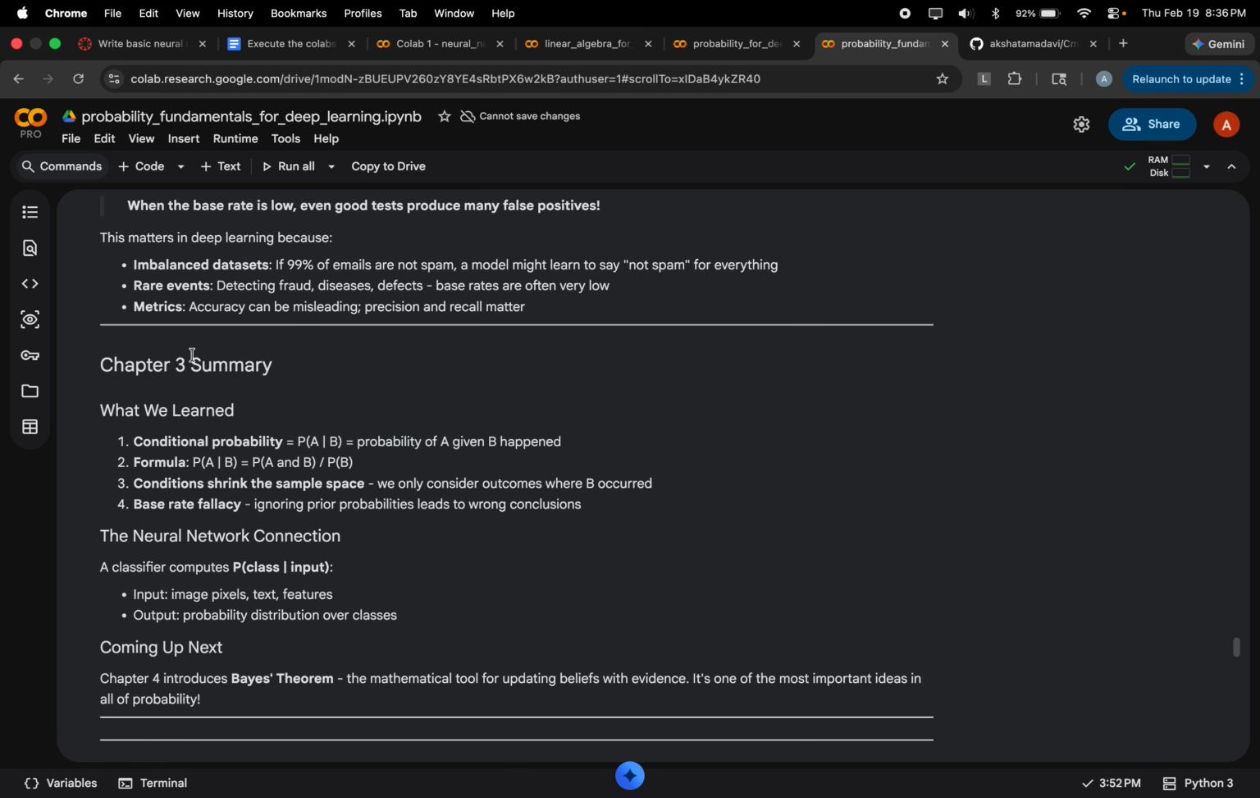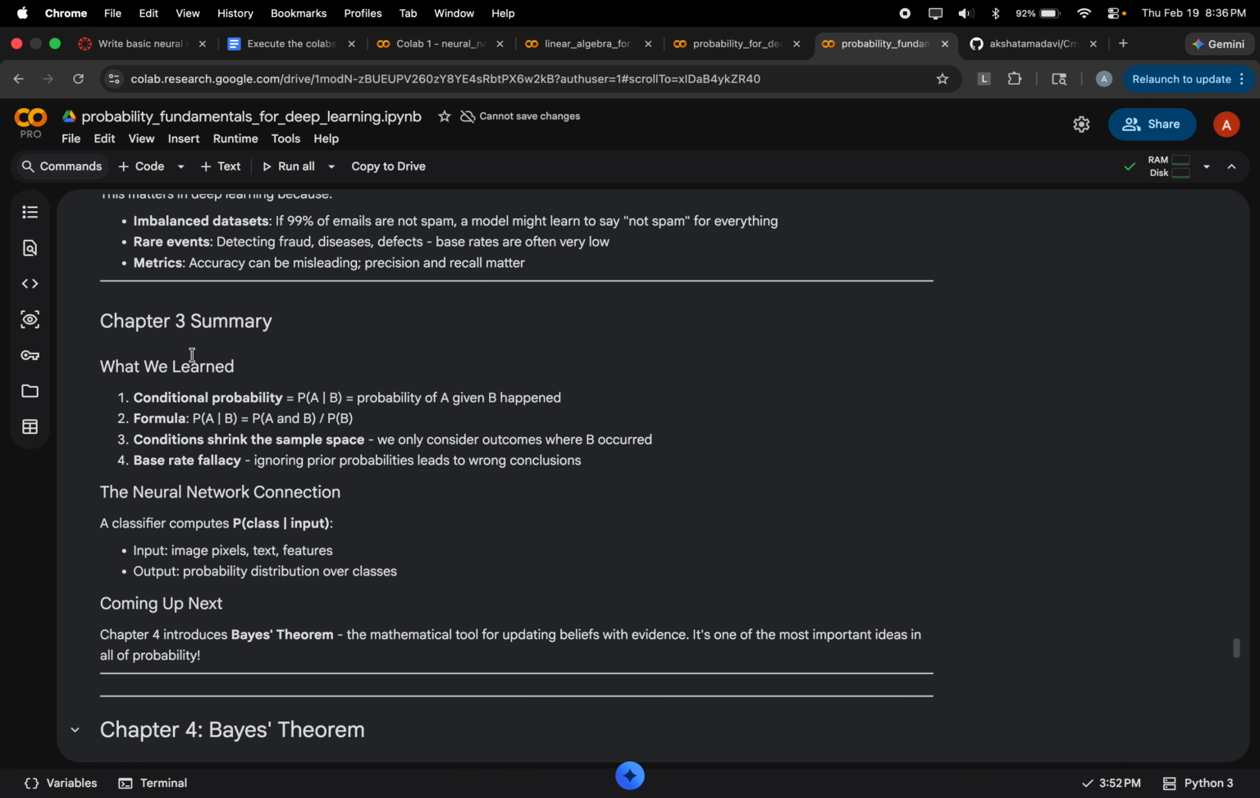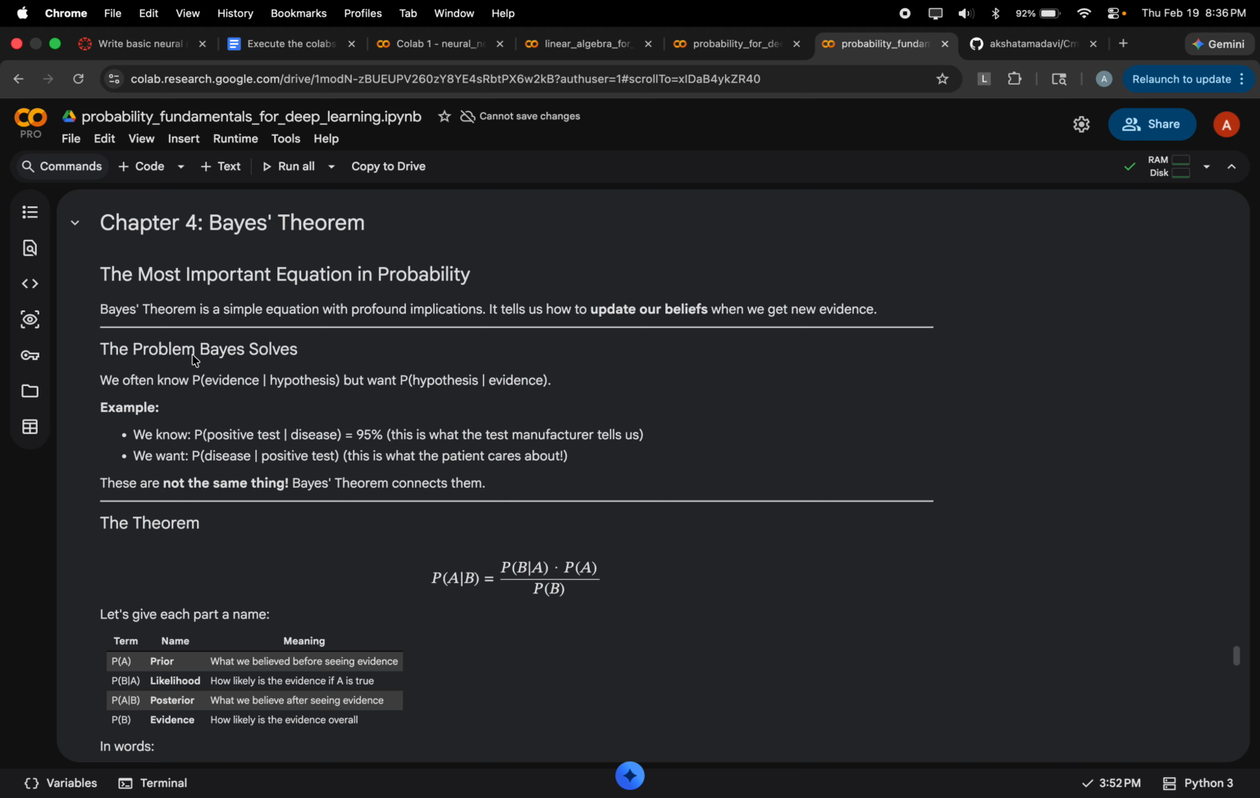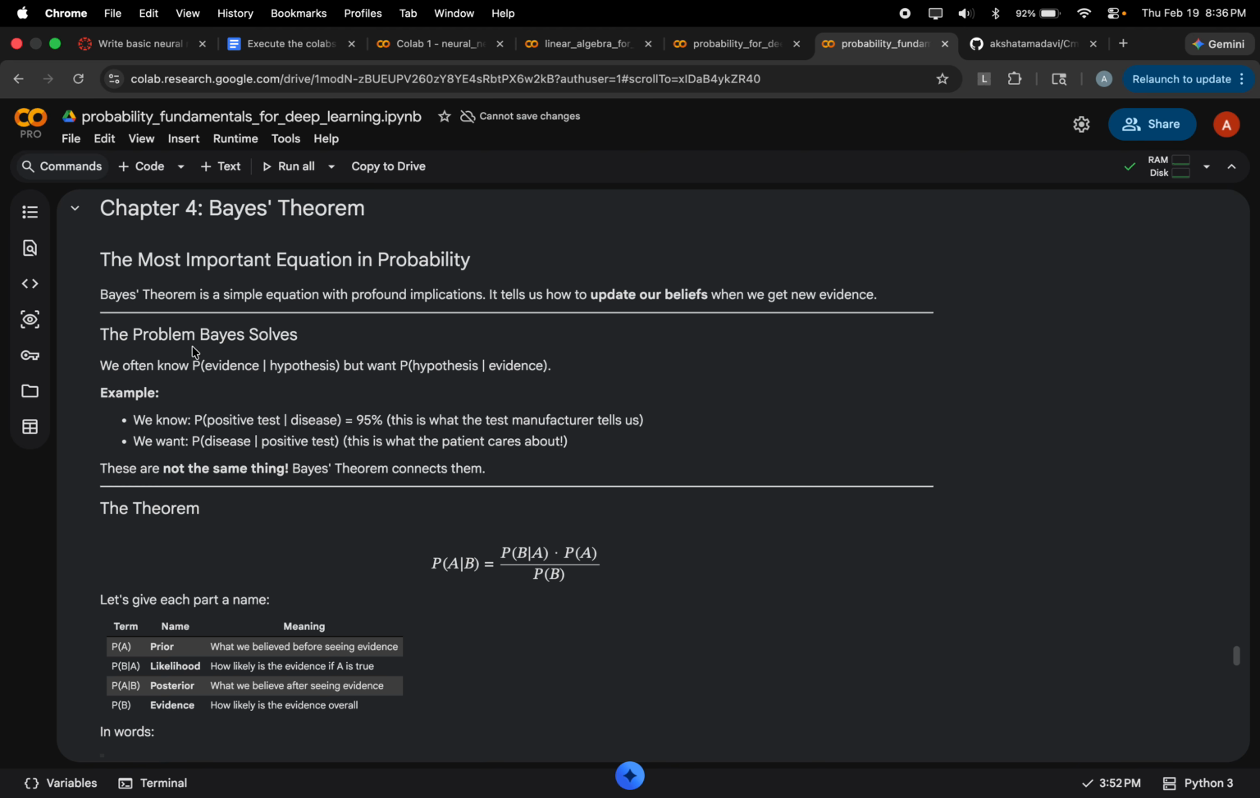This is also another example. Then let's move to Bayes theorem. Yes, an important equation in probability: Bayes theorem, a simple equation with profound implications.